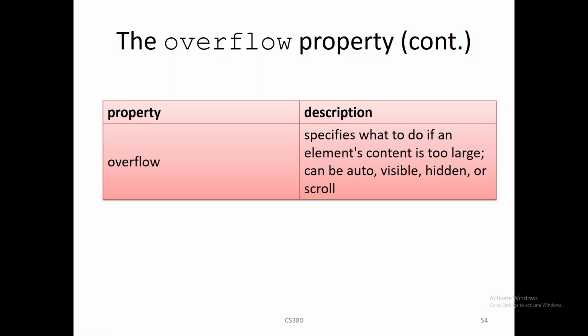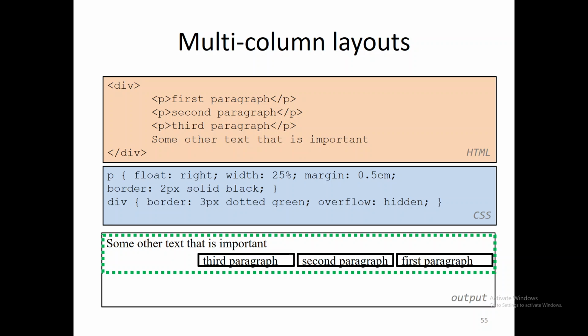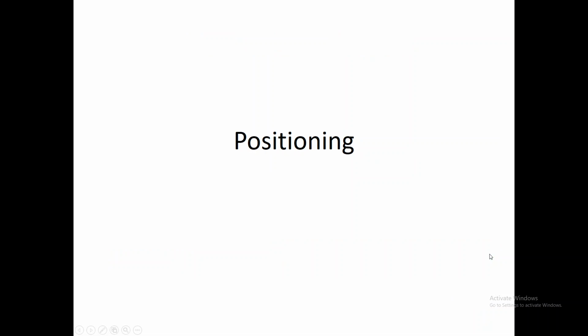We can use overflow for other purposes as well. For example, if we set it to auto, and the element exceeds the size, it will automatically show you a scroll bar. Or you can use float again to make lines be aligned this way. We already saw this in a given example.